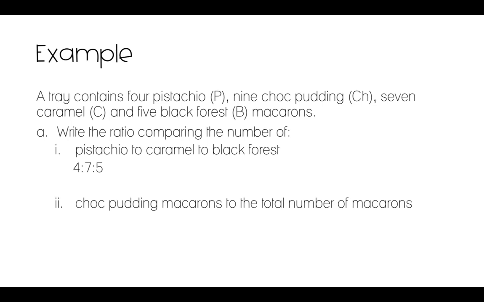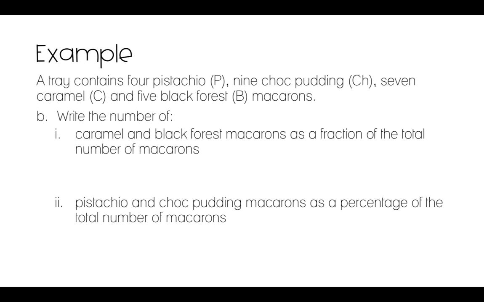Now, chocolate pudding macaroons to the total number of macaroons. So this is a ratio. The total number of macaroons is 4 plus 9 is 13, plus 7 is 20, plus 5 is 25. So there are 25 macaroons. That gives us a ratio of 9 to 25.